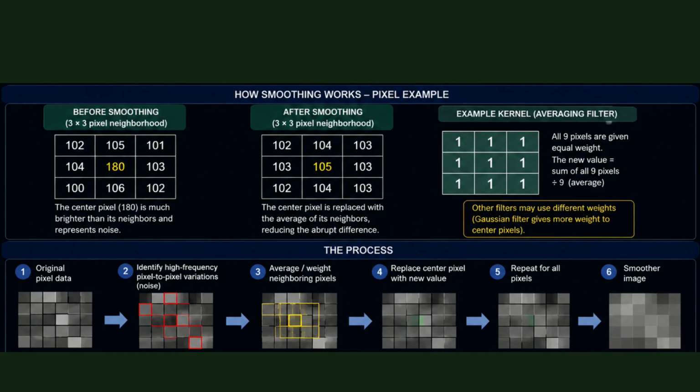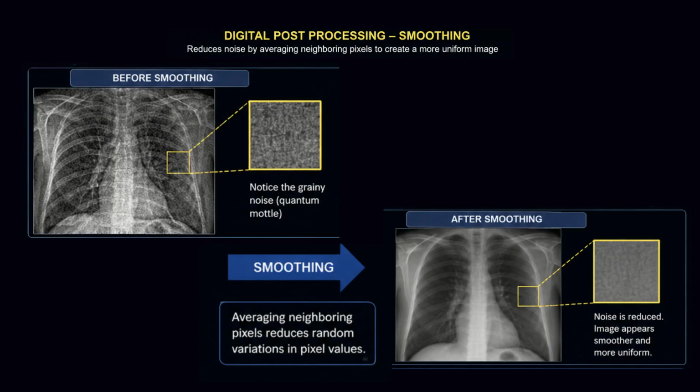A smoothing algorithm examines a pixel and its surrounding neighborhood, then recalculates the pixel value based on those nearby values. In the example, the center pixel, 180, is very different from its neighbors and may represent noise. The smoothing algorithm averages or weights the surrounding pixel values and replaces or modifies that unusually high value. Smoothing is an image processing technique used to reduce image noise, grainy appearance, and create a more uniform appearance.